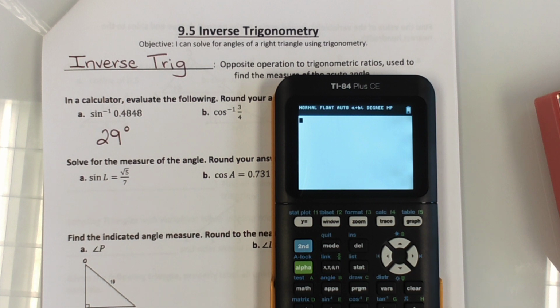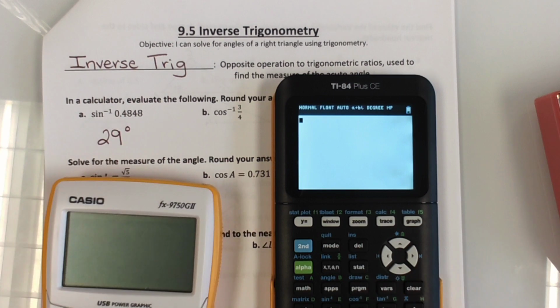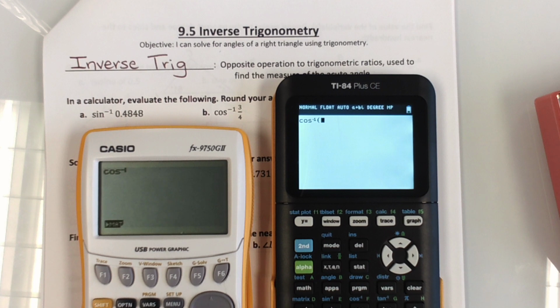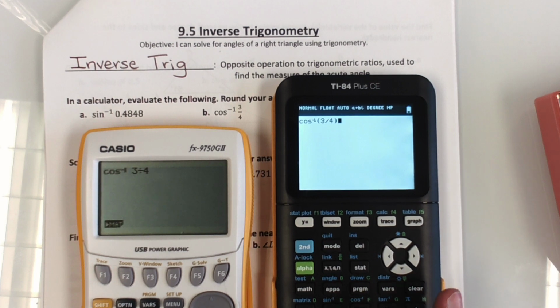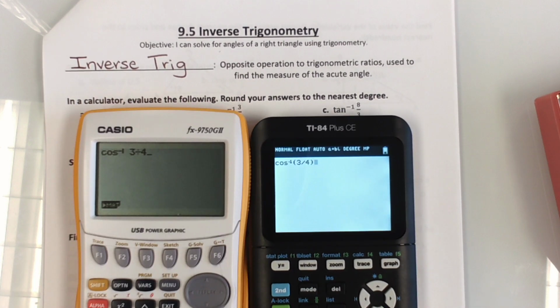Next one's cosine inverse of 3/4. So, second, cosine, 3. Now, some calculators throw a hissy fit if you use the fraction bar. The fraction bar is just a divide symbol, so use a divide symbol. 4. On my TI, I close my parentheses. Now, my calculators are doing two different things this time. My TI gave me a number, my Casio threw a hissy fit.